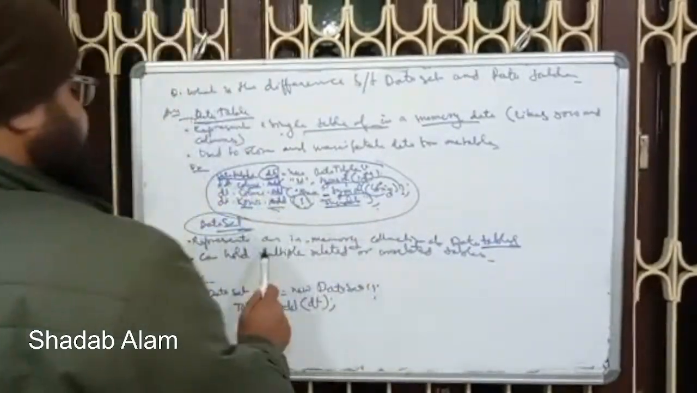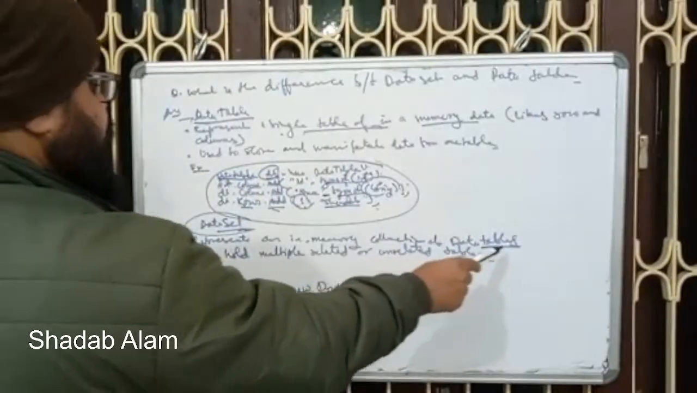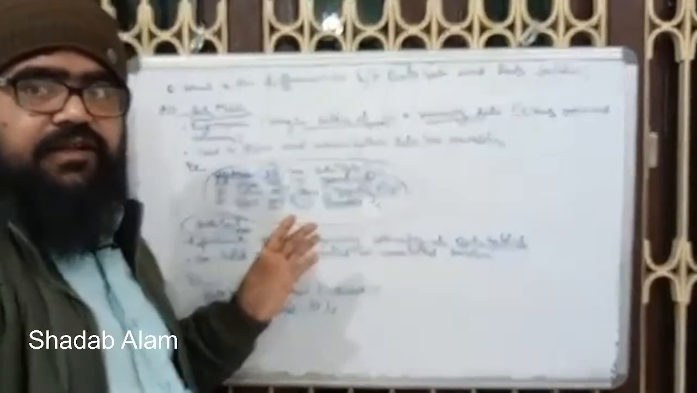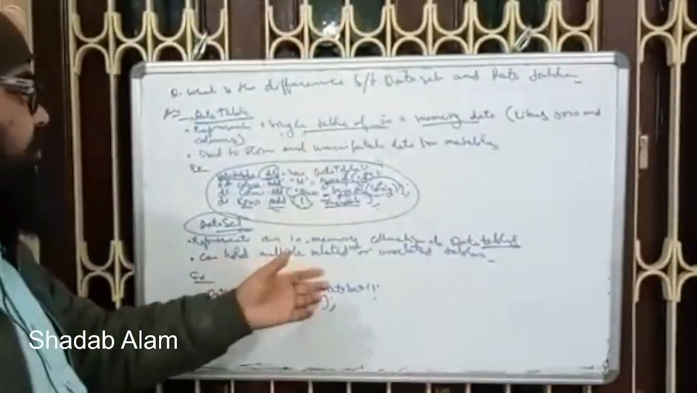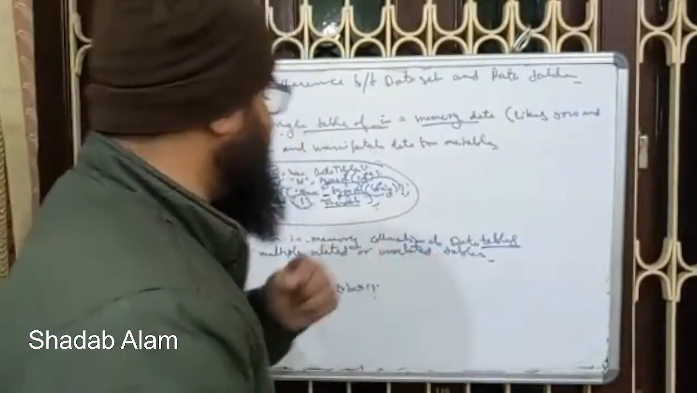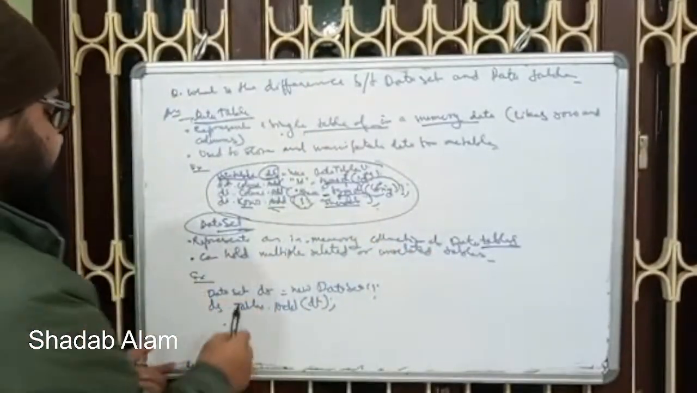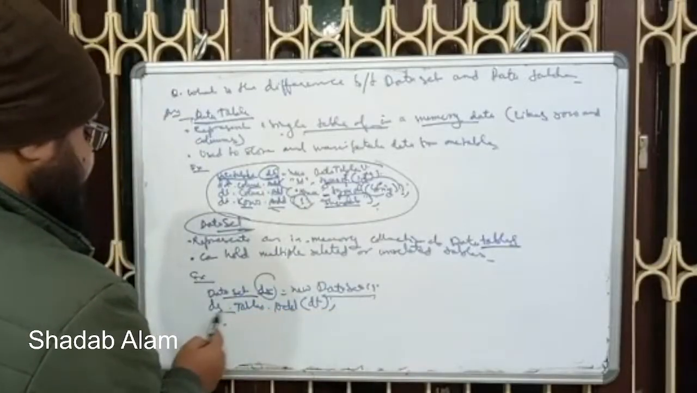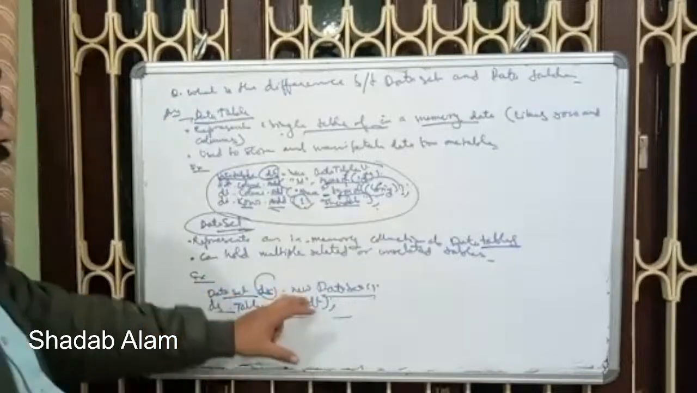And the data set represents an in-memory collection of data tables. In a data set, a collection of data tables is present. It can hold multiple related or unrelated data tables. DataSet ds equal to new DataSet, ds.Tables.Add dt.